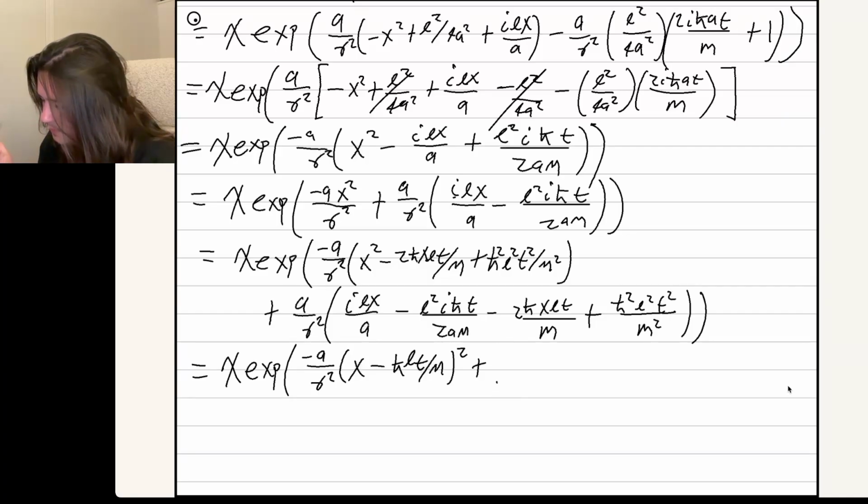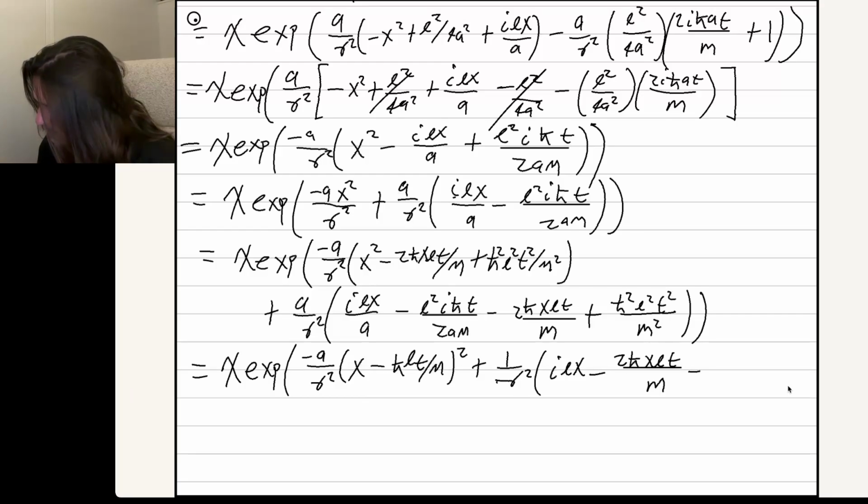It's still going to be 1 over gamma squared, but it's going to be ilx minus 2h bar xlt over m minus l squared ih bar. And this is actually multiplied by a now. This is going to be over 2m. This is going to be h bar squared l squared t squared a over m squared. Okay.